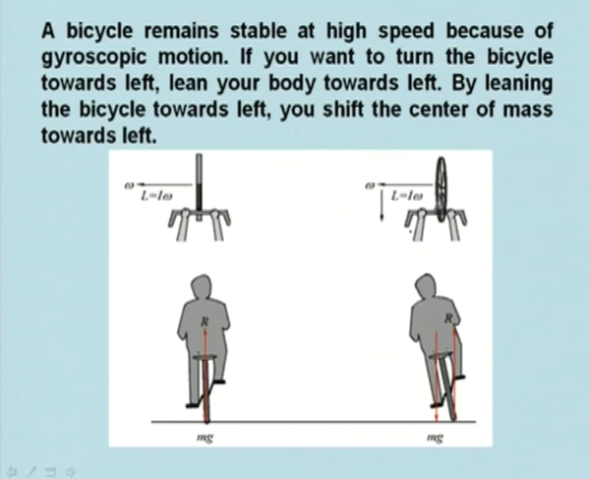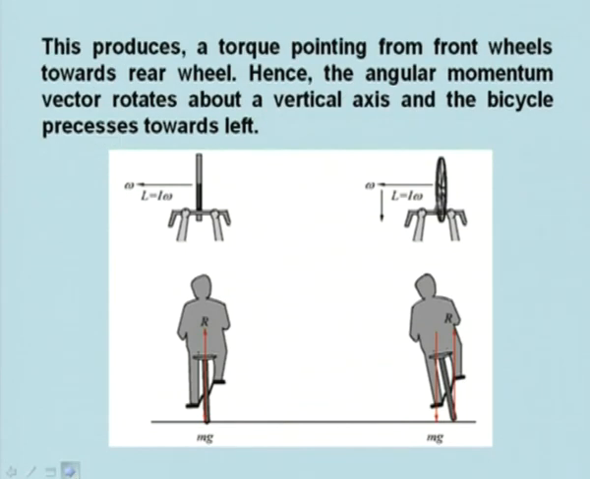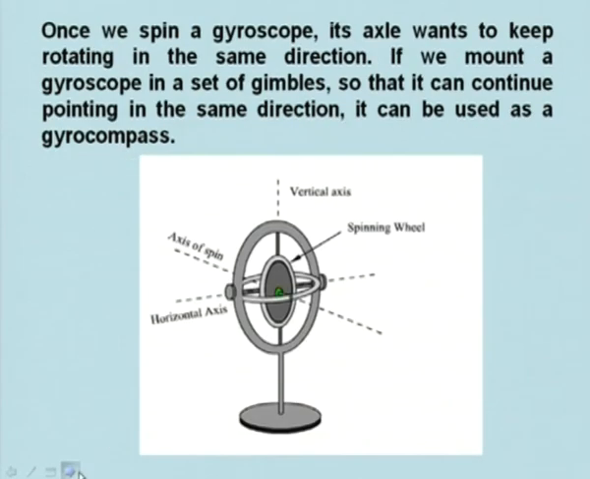So you get L is equal to I ω, and therefore the angular momentum also changes, and therefore you start precession. This produces a torque pointing from front wheel towards rear wheel. Hence the angular momentum vector rotates about a vertical axis and the bicycle precesses towards the left. So this is due to the gyroscopic effect.